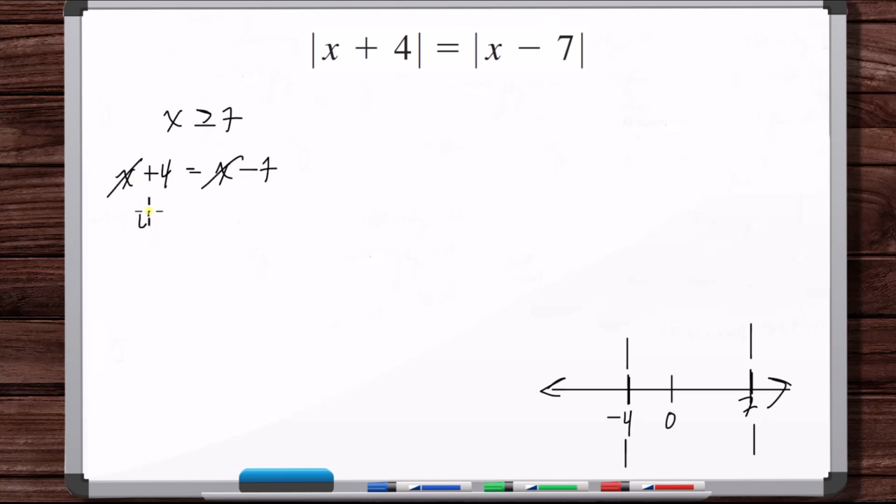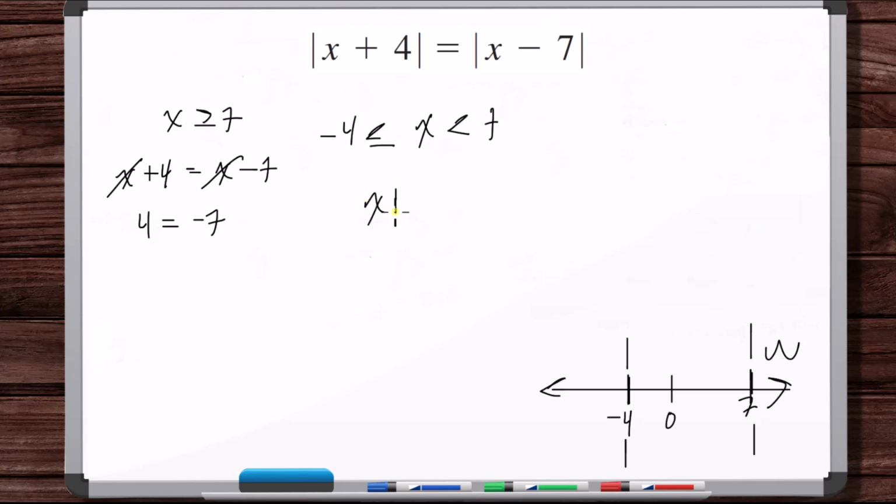Subtract x from both sides, you get 4 is equal to minus 7. There's no solution here. If x is greater than or equal to 7, there's no solution. Okay. Now, what about if x, that's this region. What about if x is less than 7 and, let's see, greater than or equal to minus 4? Because that would make this positive or 0 inside here.